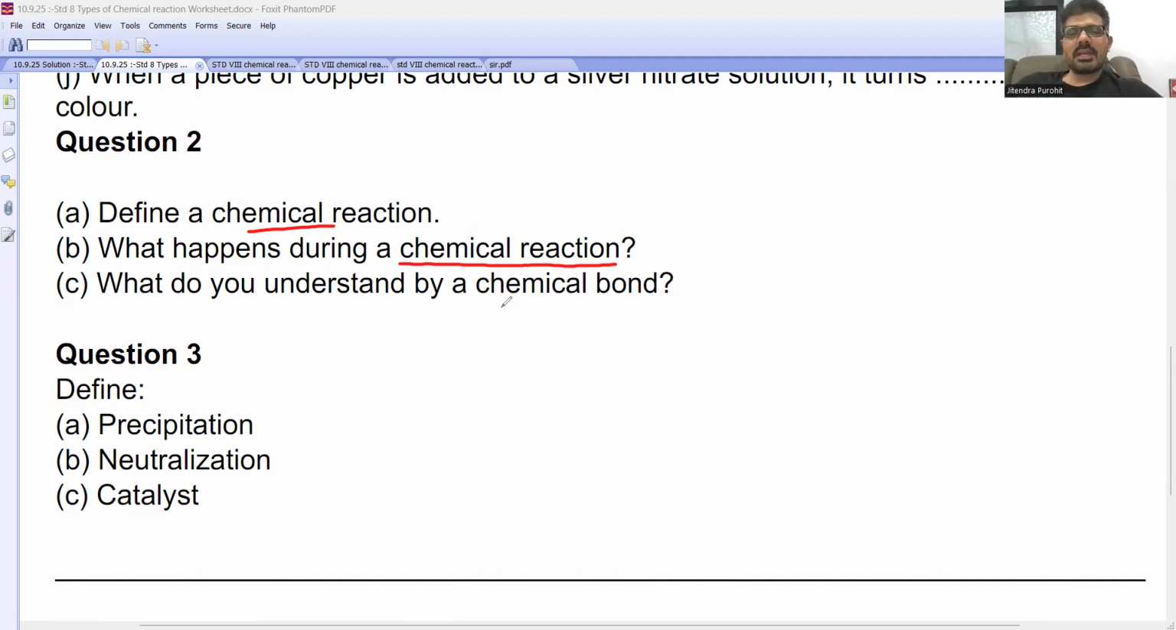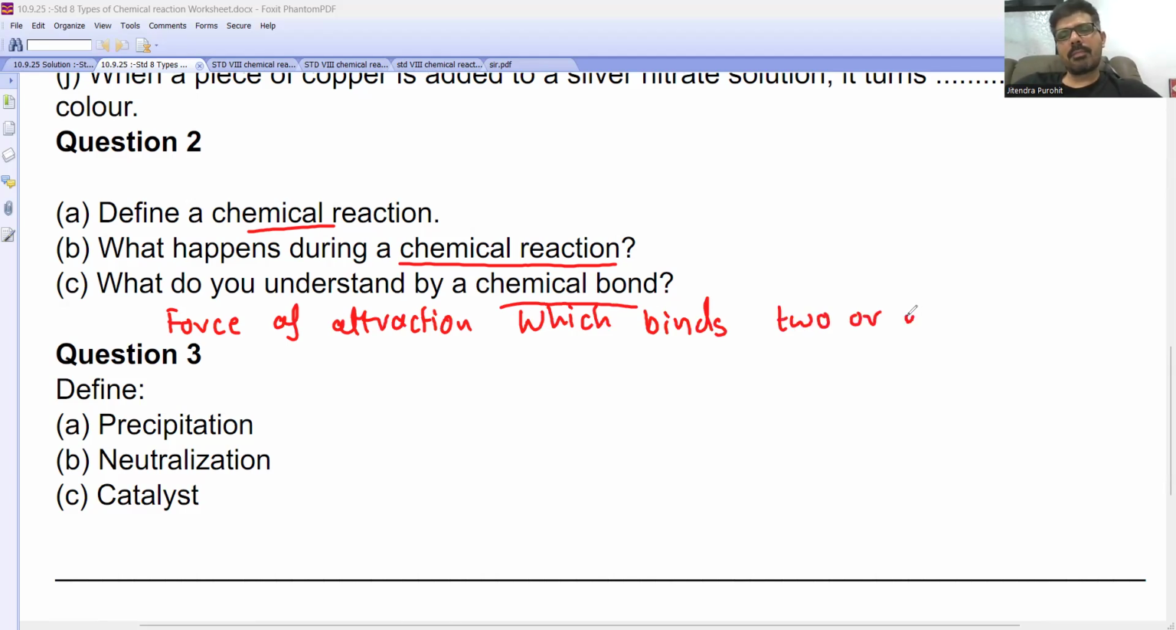What do you understand by a chemical bond? It is a force of attraction between two ions or atoms. A chemical bond is nothing but a force of attraction which binds two or more atoms together. Clear?